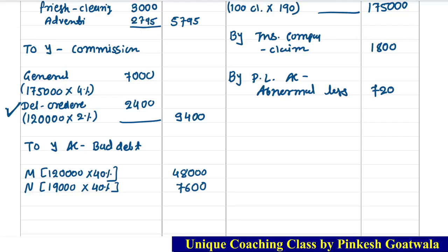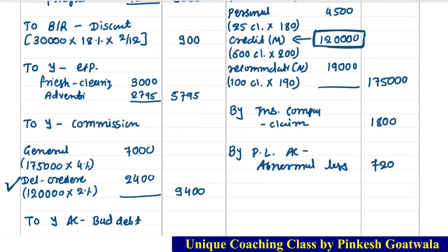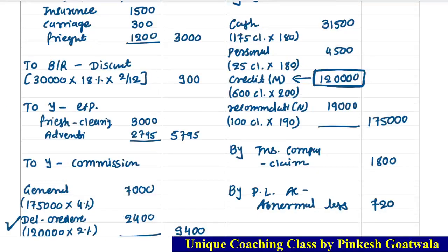જો bad debt હશે credit sale પર એની કોઈ effect નહીં આવશે. Okay, so let's see here to M. To M it is a credit sale and to N it is a recommendation sale. So remember, to M we made a credit sale. M ને કયું sale કર્યું છે? Credit sale કર્યું છે. So if there is a bad debt due to M, there will be no effect, right?